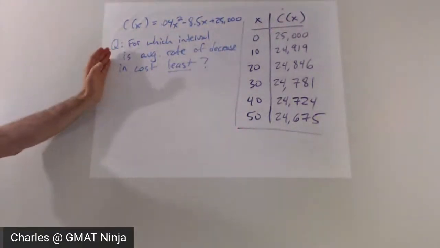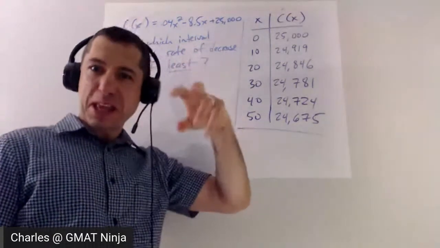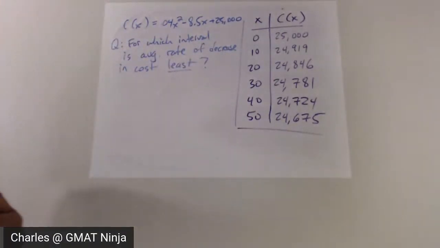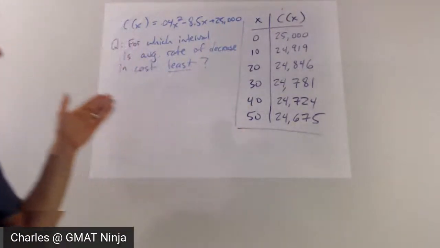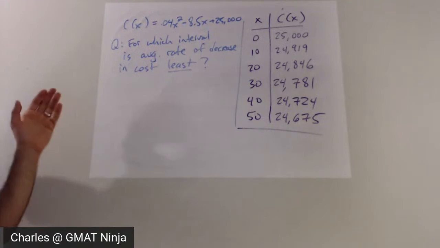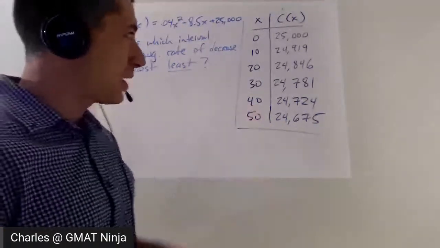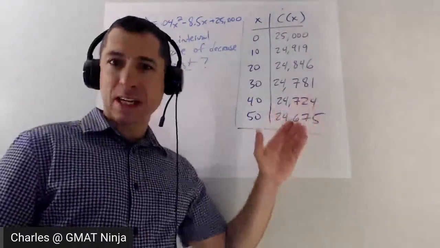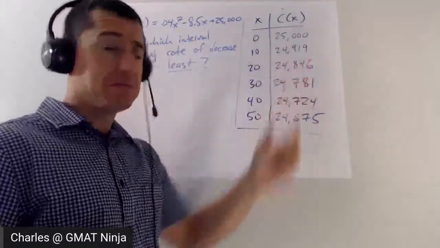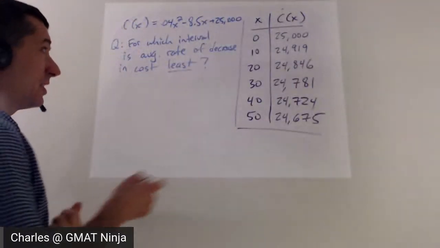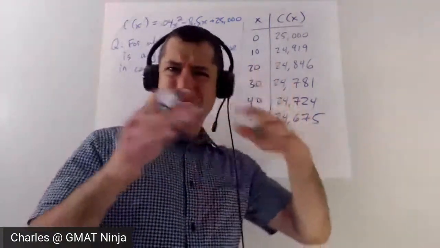What's the question here? When you really boil it down, take a moment, read the question twice, try to distill what they really want from me. For which interval? So we're looking just at these five discrete intervals. Is the average rate of decrease in cost the least? What we could do is take every single interval and calculate the change, the percent change, the average rate of change. So that maybe gets kooky. It's a nonlinear function, and so on.